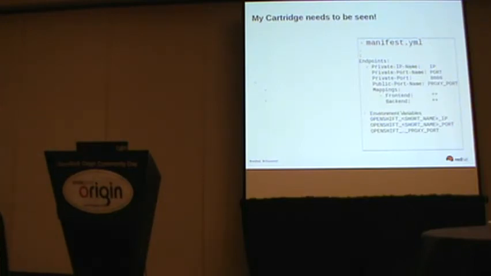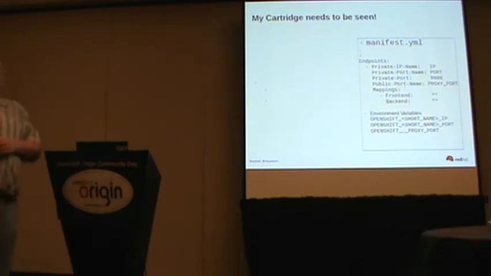So great, we installed it. But it's not telling anybody how to go find it. So what we're going to do is, in the manifest, we're going to define an endpoint. Private IP name, you say, we default to IP, we're lazy.